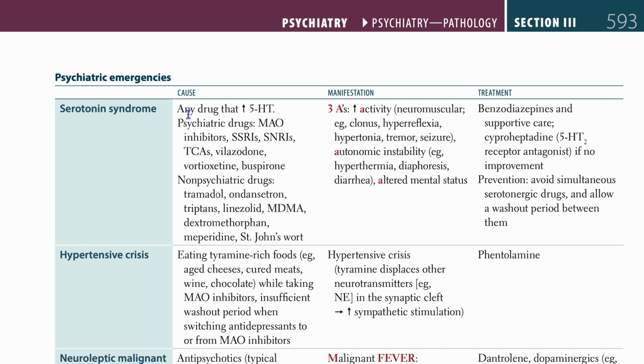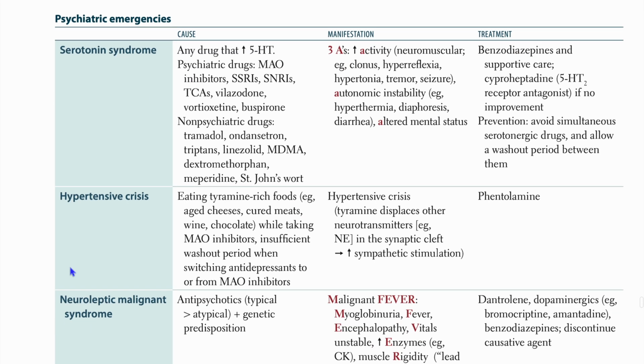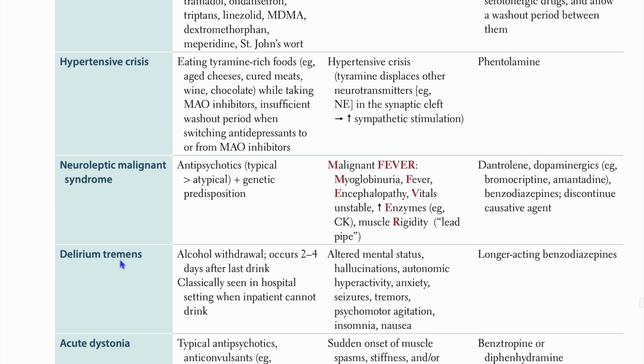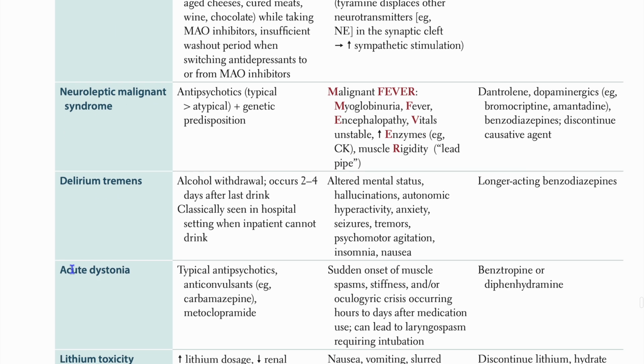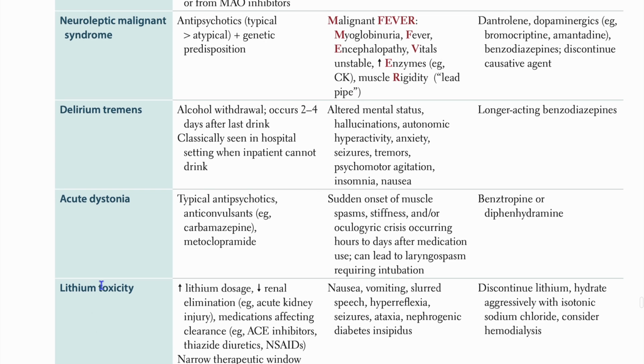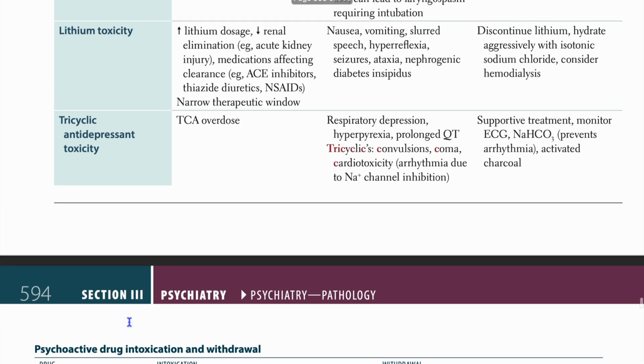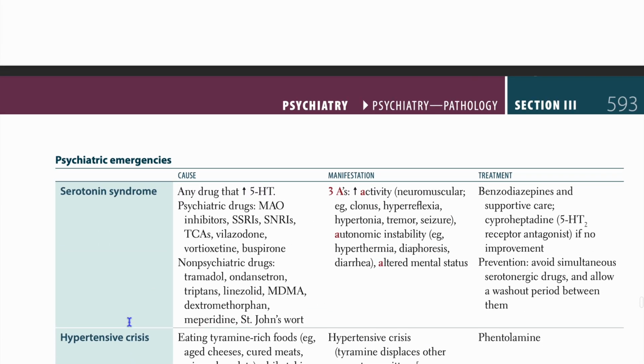Psychiatric emergencies. These are serotonin syndrome, hypertensive crisis, neuroleptic malignant syndrome, delirium tremens, acute dystonia, lithium toxicity, and tricyclic antidepressant toxicity. For each we'll cover the cause, manifestation, and treatment.